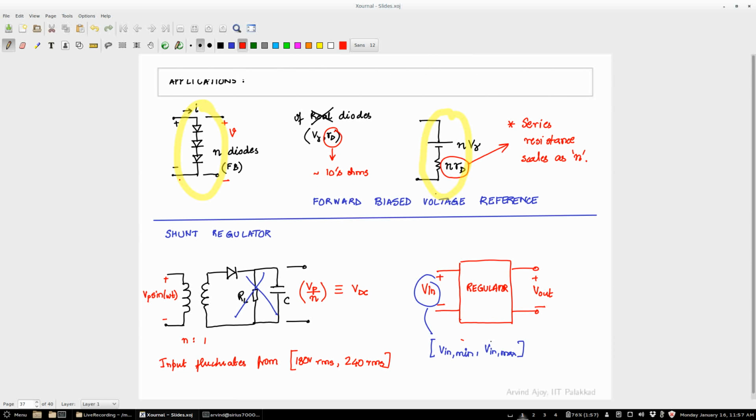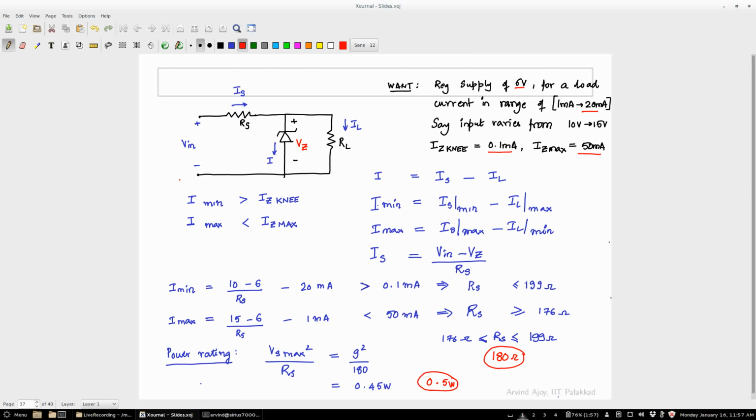Then we spent a lot of time on DC power supplies, looking at how to design the various components that go into a half wave rectifier based DC power supply, and then a full wave rectifier based DC power supply. We didn't do the kit design, but I'm sure you can do it in your tutorial. And finally, the reverse bias characteristics and one application, which is the shunt regulator, and we discussed how you should design VZ for this.